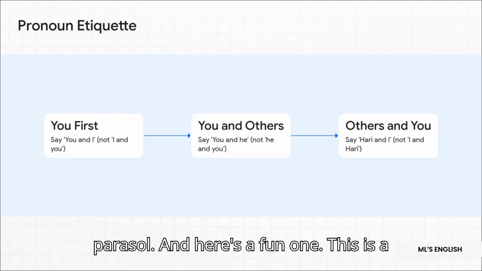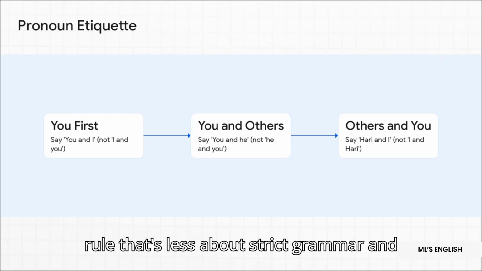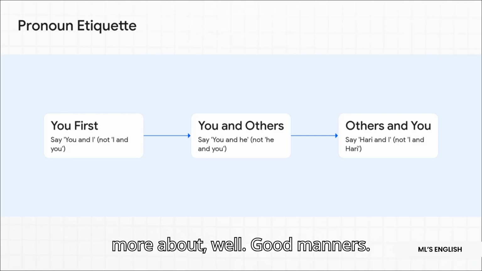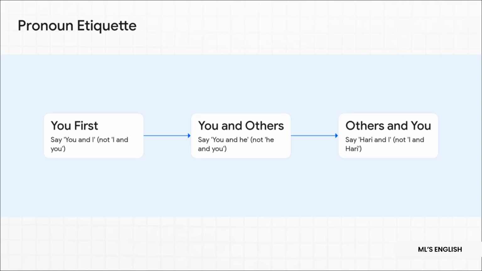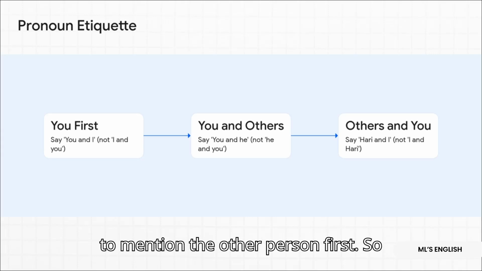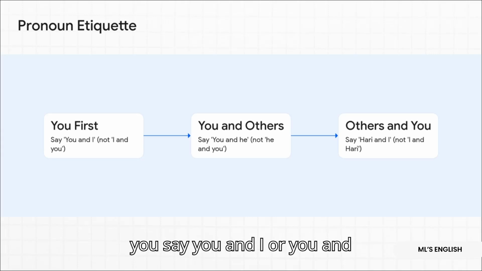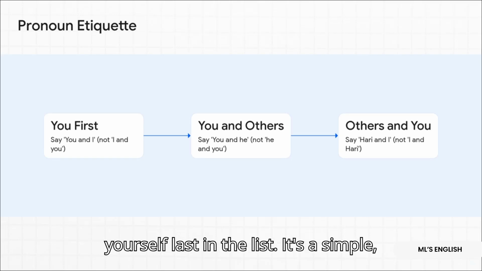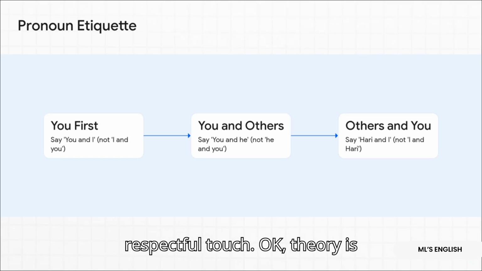And here's a fun one. This is a rule that's less about strict grammar and more about, well, good manners. In English, it's just considered polite to mention the other person first. So you say you and I or you and he. You always put yourself last in the list. It's a simple, respectful touch.